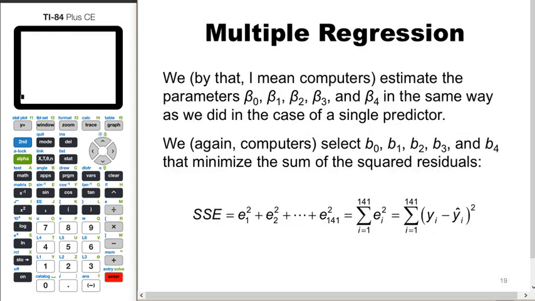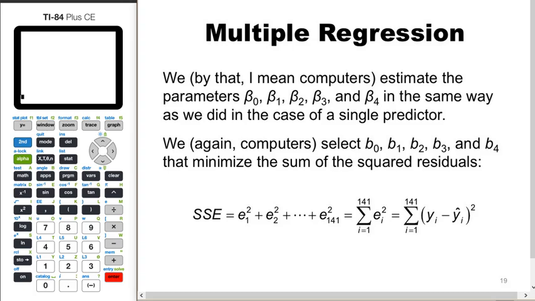By that I mean computers, we're not actually going to do this ourselves. We will estimate the parameters beta 0, beta 1, beta 2, beta 3, beta 4. We will use them the same way we did with linear regression with the single predictor. Again, the computers will pick the betas, b0, b1, b2, b3, b4, that minimize the sum of the squared residuals.